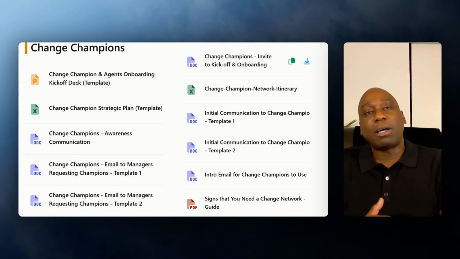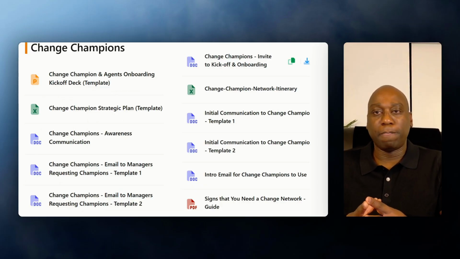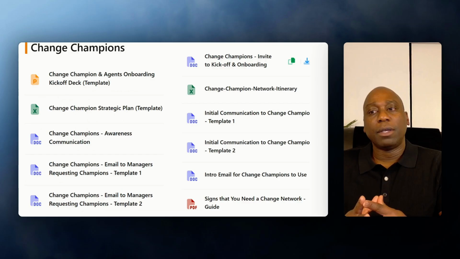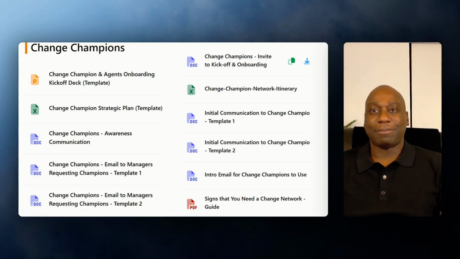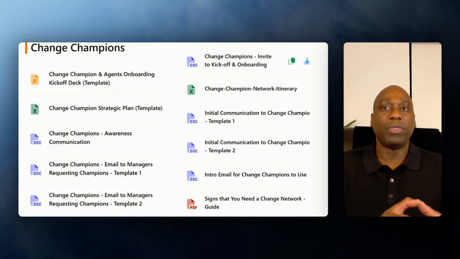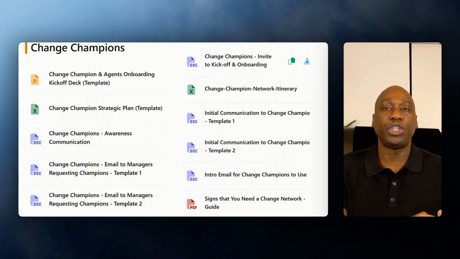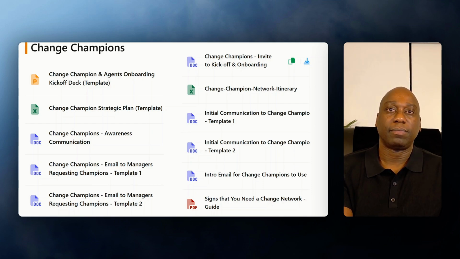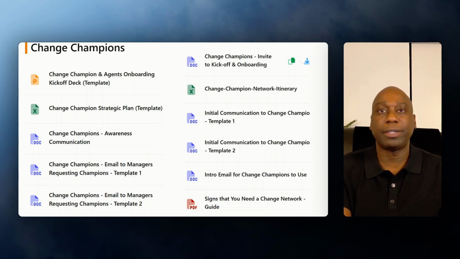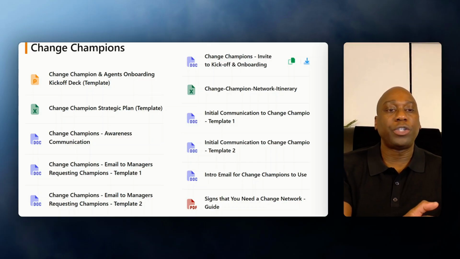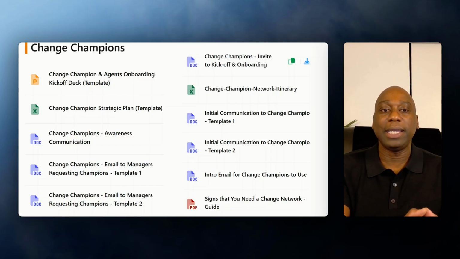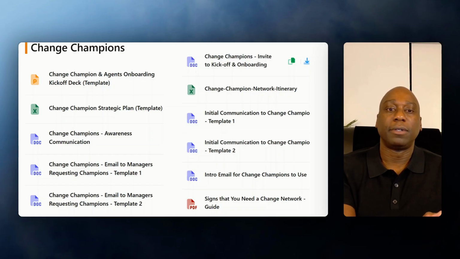Now, I sometimes get questions from people. Hey, Obi, we are looking to implement a champion network within our organization. What is the best practices for the number of champions we should solicit? 10, 20, 30, 100?